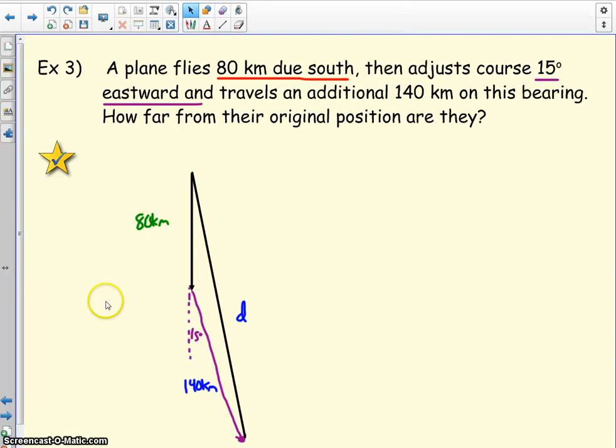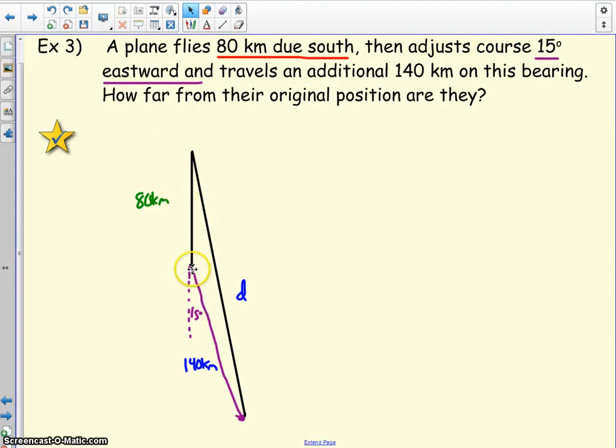Okay, so take a quick check of your diagram here. So the first thing that the plane does is it flies 80 kilometers due south. That's its first line right here, going straight down vertical 80 kilometers. And it adjusts its course 15 degrees eastwards. It means it turns 15 degrees to the east from there, and then travels for 140 kilometers. So it makes a 15-degree angle with the vertical, but starts traveling now southeast. And the length of this line is going to be 140 kilometers.